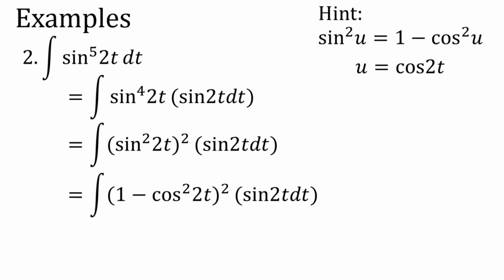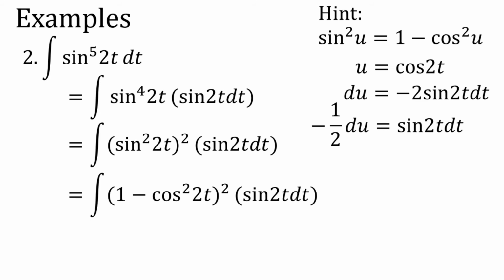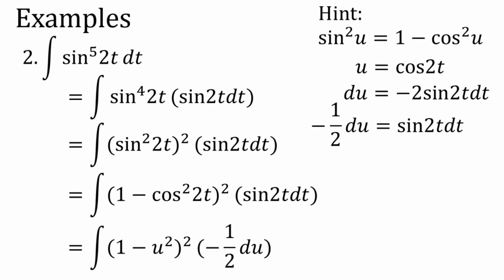So let u be equal to cosine 2t. Get du. du is equal to negative 2 sine 2t dt. So remember the differentiation of trigonometric functions. Since we only have sine 2t dt there, we will be having negative 1/2 du equals sine 2t dt. Okay? So here, it's like applying the principles of integration by substitution.